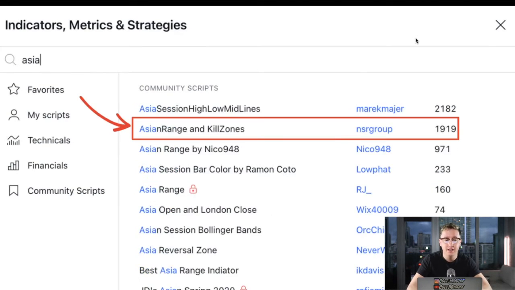Okay. Next one is the Asia range and kill zones. This one you can pretty much leave it how it is. If you want to go in and change the colors and the opacity, meaning how bright is the actual color that you're choosing, you guys can go and do that. But these are the two indicators that you must have for this strategy that I'm going to give you guys.